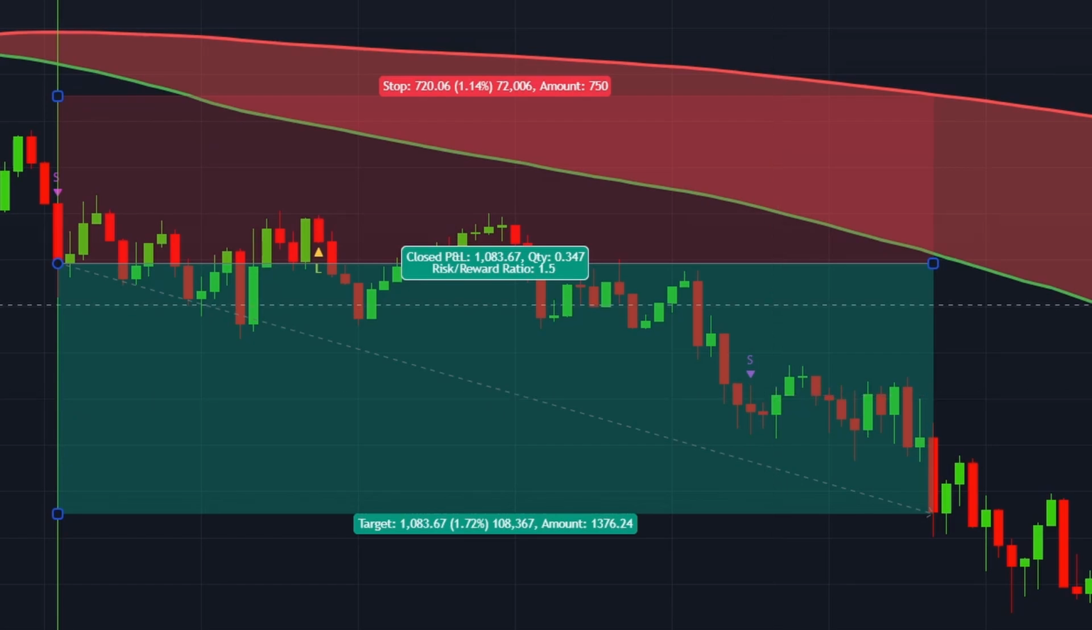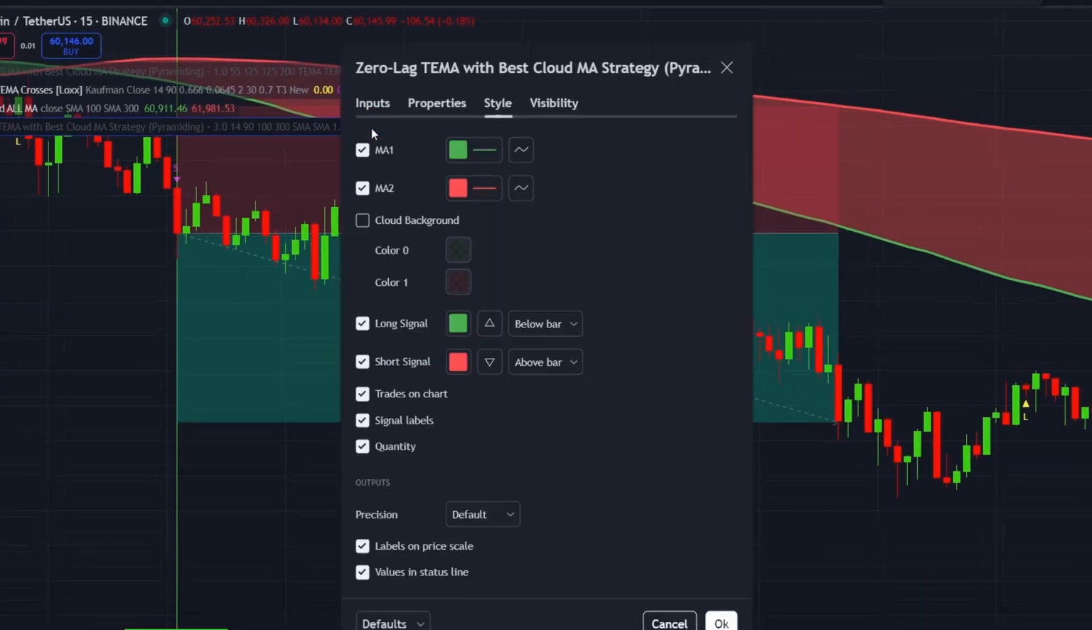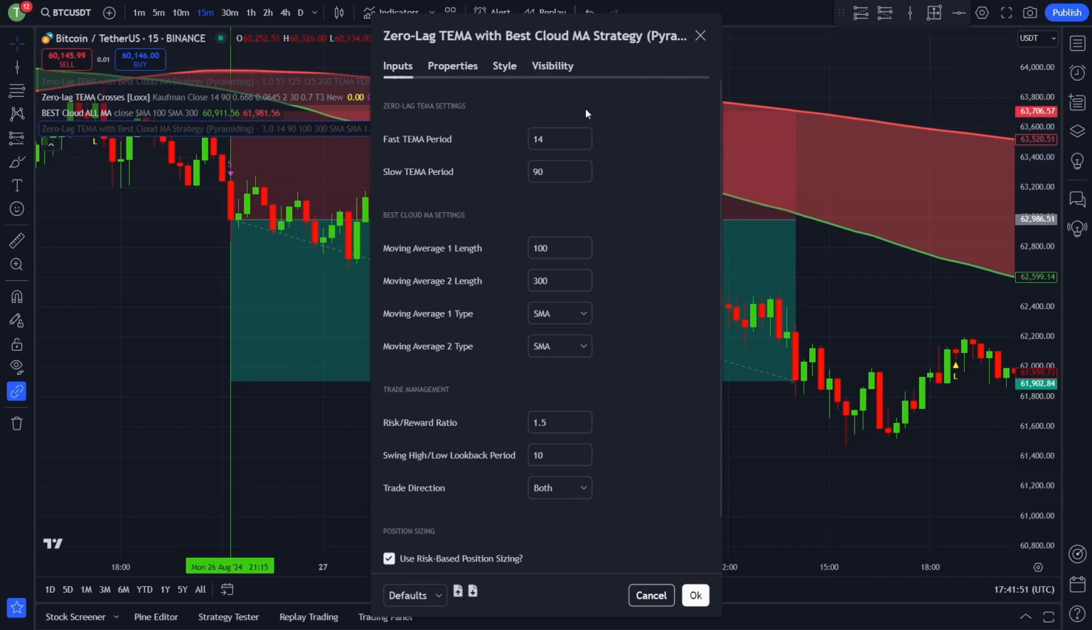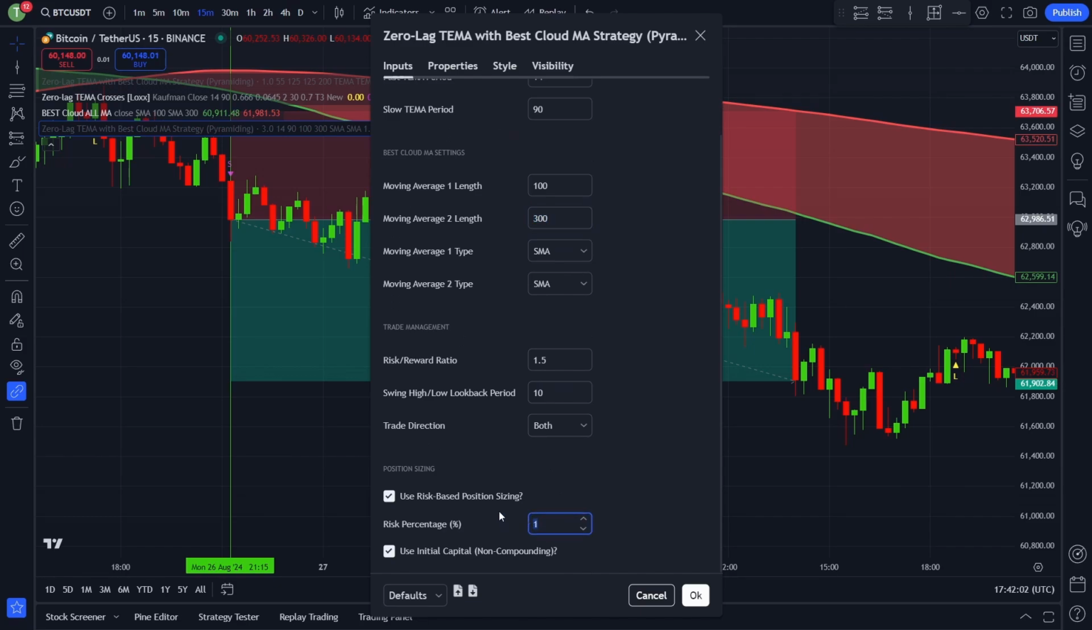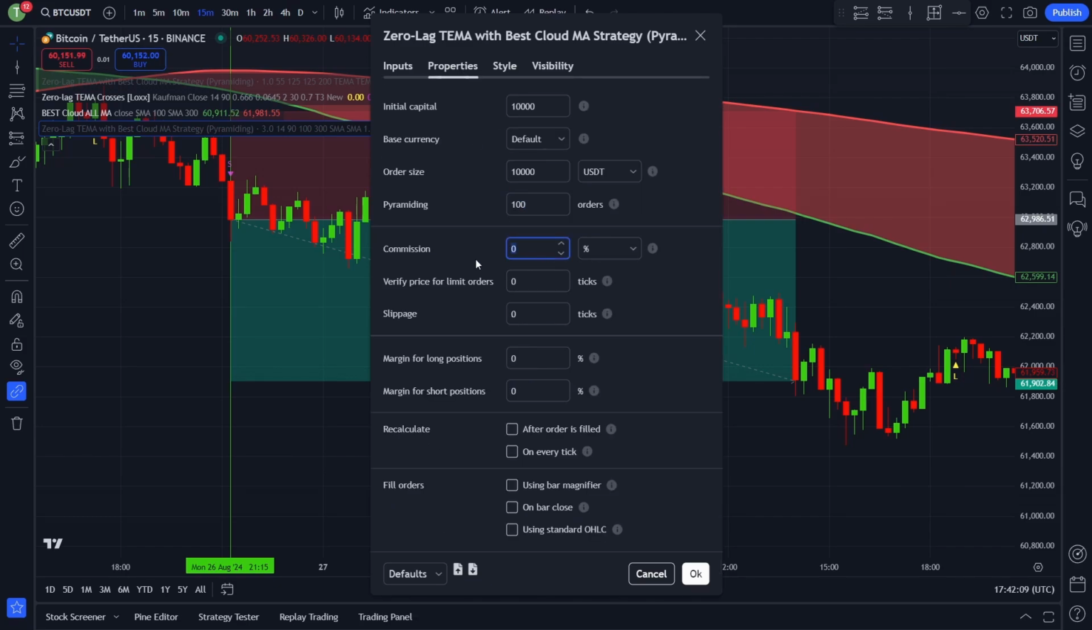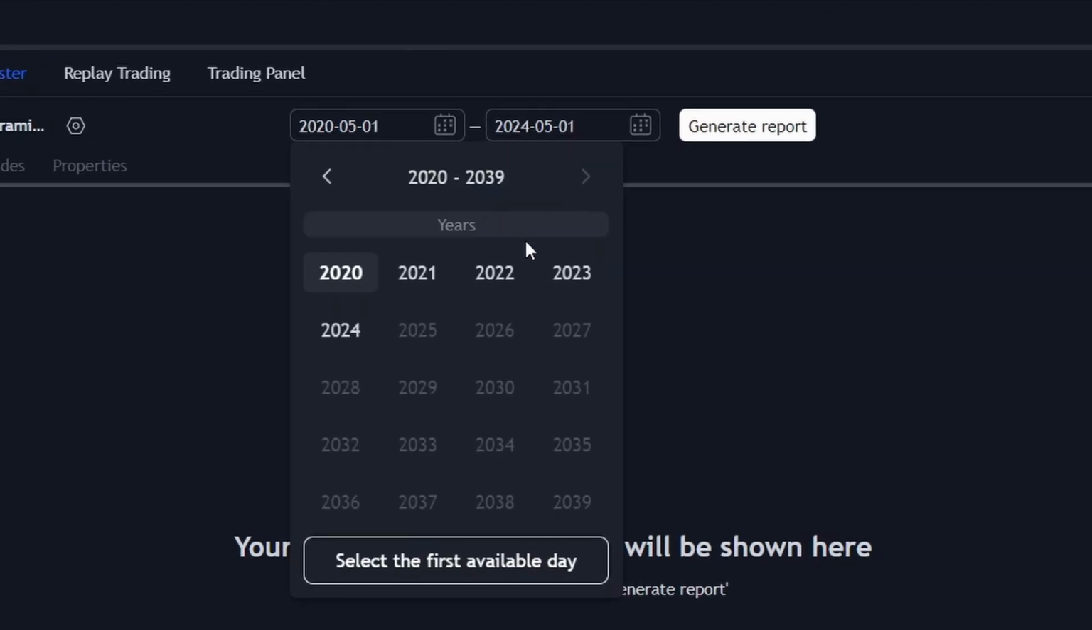But what about the backtest results? Let's take a look. Here you can see the full script I coded with ChatGPT. I have set up the same settings just as I explained before. And I will be using a 1% risk per trade on each entry. In the properties tab, I did not set up any commissions, giving this original strategy better chances to succeed. And let's see the backtest results.